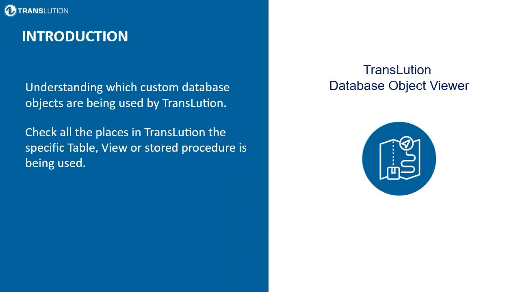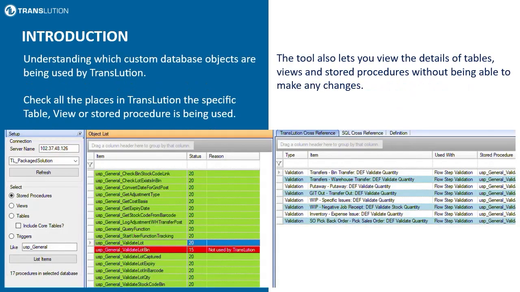This tool is used to assist in understanding which custom database objects are being used by TransLution and all the places they are being used. For example, if you are troubleshooting a problem or making changes to a function and you discover that a specific stored procedure needs to be changed, use this tool to quickly see all the places in TransLution that the specific stored procedure is being used. That way you can go about making the changes without missing any functions.